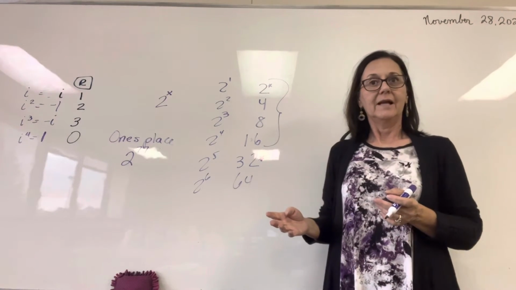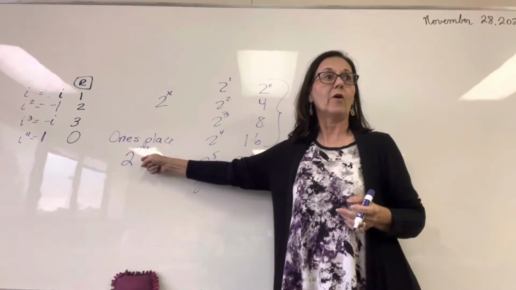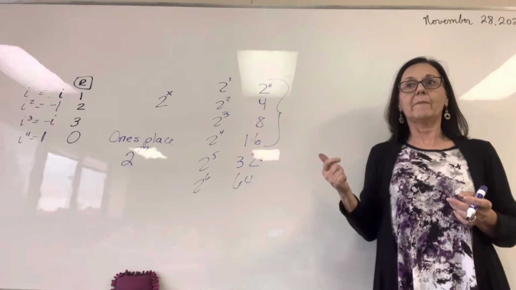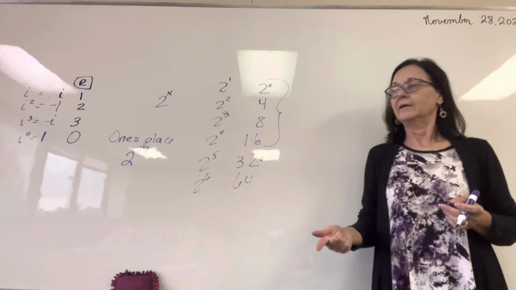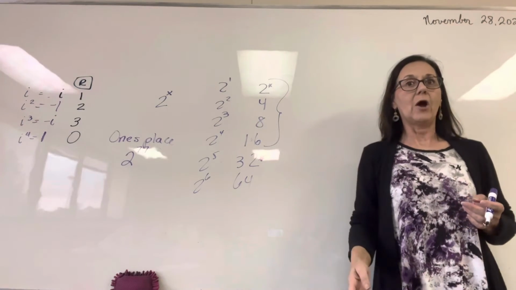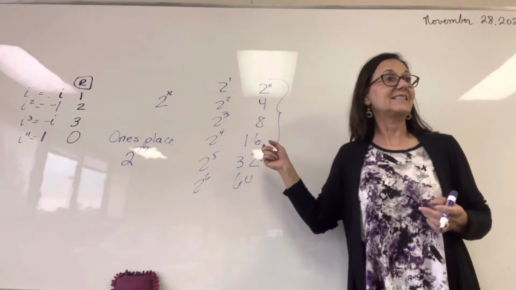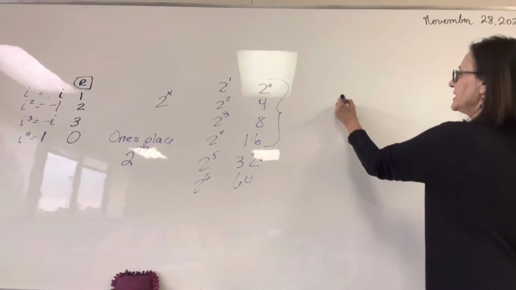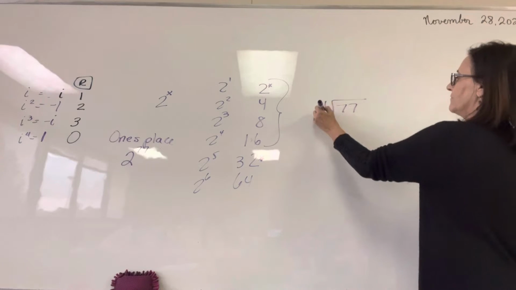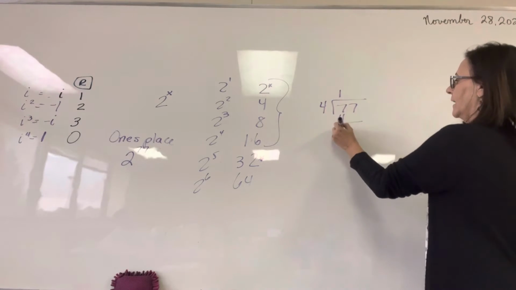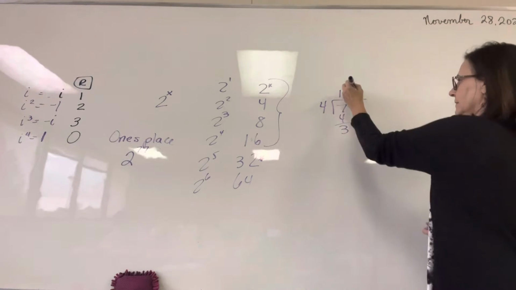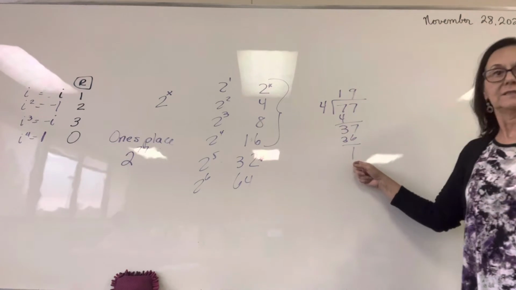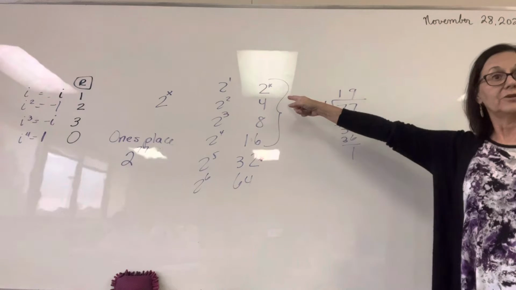So I'm going to divide 77 by 4. If my remainder is 1, what's the ones digit? 2. If my remainder is 2, what's the ones digit? 4. 3: 8. 0: 16, so 6. Just the ones digit. Got it? So you take 77 divided by 4. What is that? 9, 36, remainder 1. What's the digit? 2. Do you understand that?